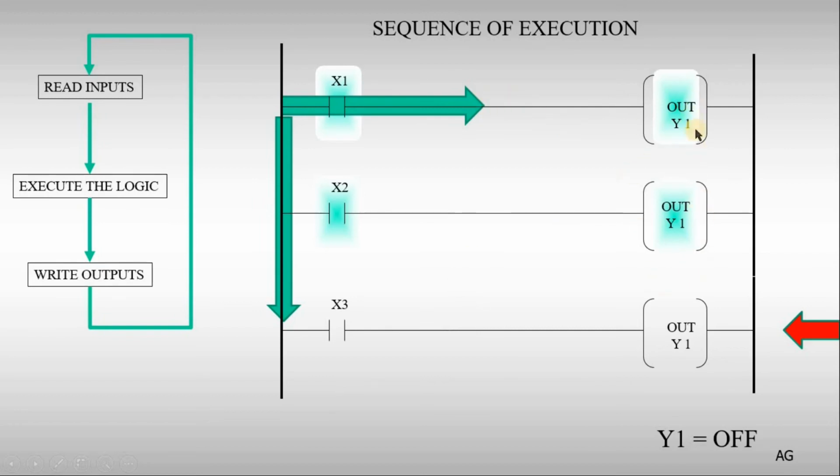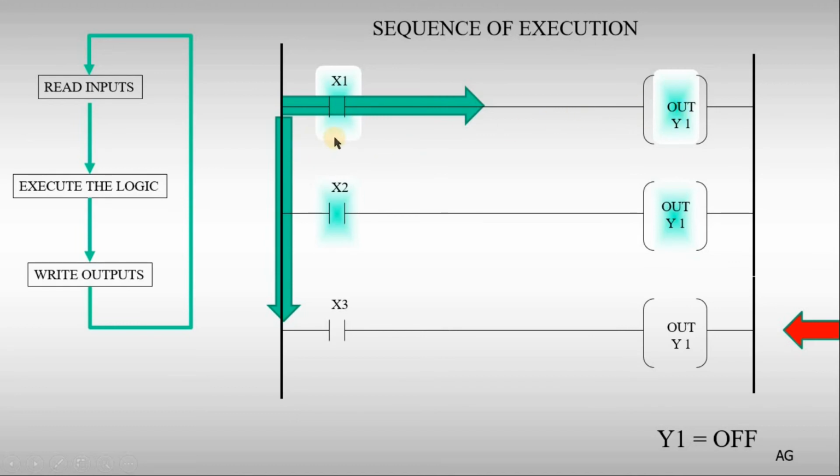So let's look at this example. Someone had decided to write out Y1, out Y1, out Y1. So he repeated the command as out for Y1. And this is not really recommended. But let's see what happens.